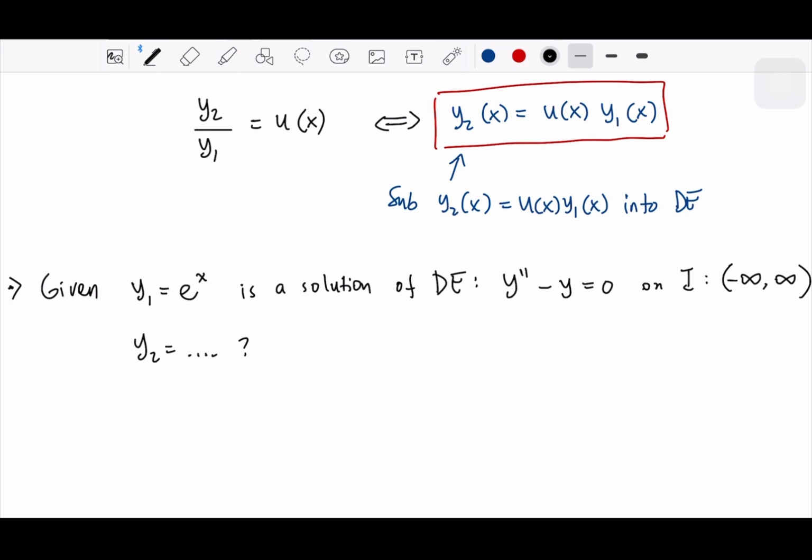So we are going to take y2 using this u of x. We multiply y1 with u of x, we differentiate at least twice, and we substitute into the equation. So now let's try. Let y2 equal u of x times y1, which is u of x times e to the power of x.